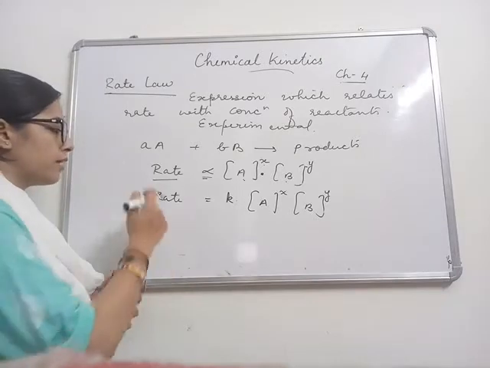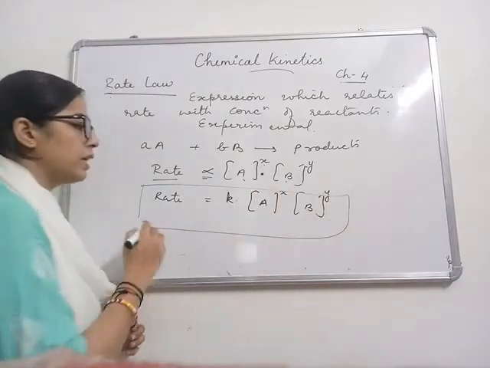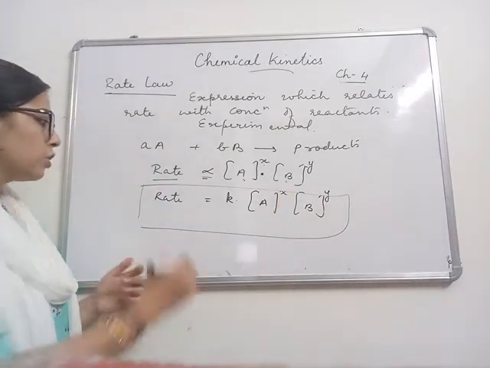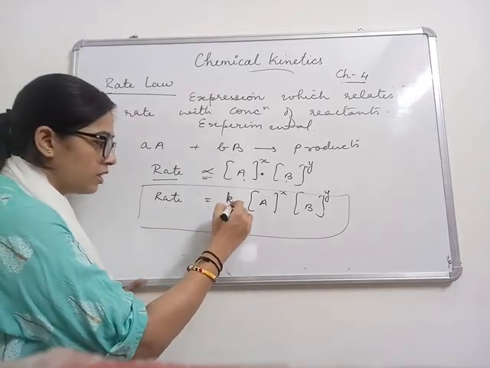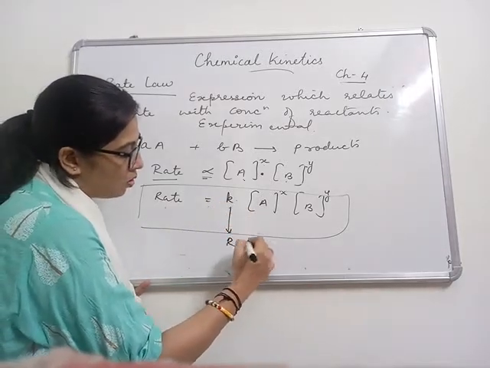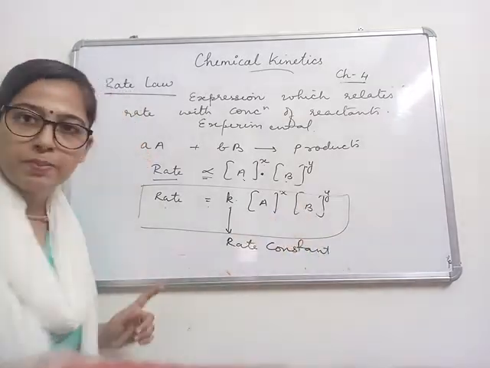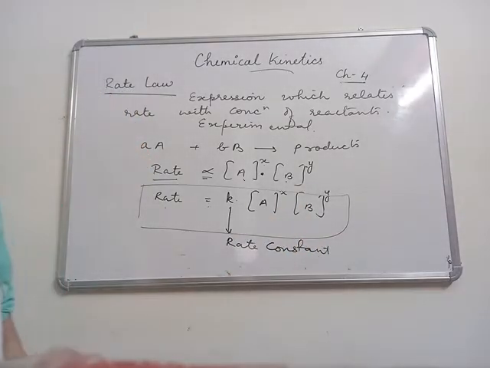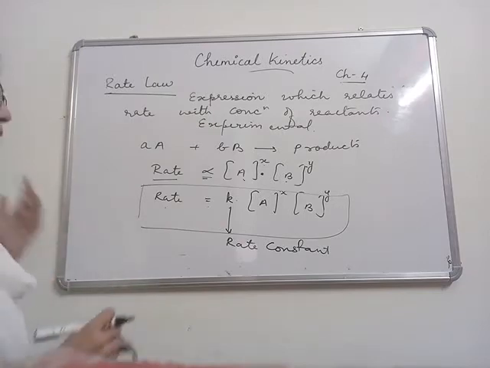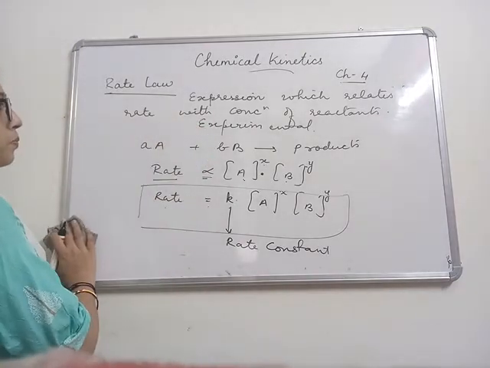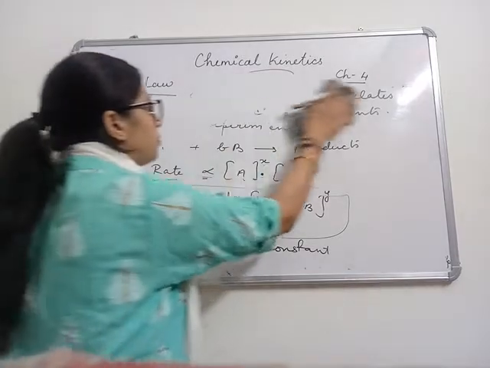So this is called the rate law. It's an experimentally determined expression in which rate is equal to a constant. This is called the rate constant. And these are the concentrations [A] and [B]. x and y are some exponents which may or may not be equal to a and b. So this is the rate law.